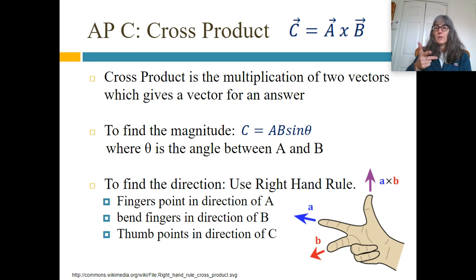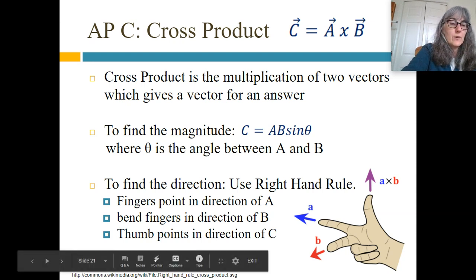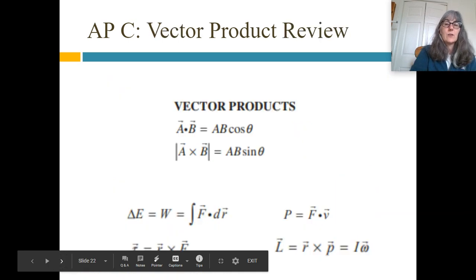So that's how you figure it out. But again, not important for our purposes. So a little bit for AP C, just what's on your AP sheet.